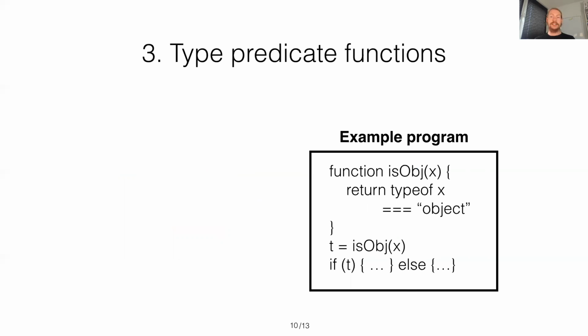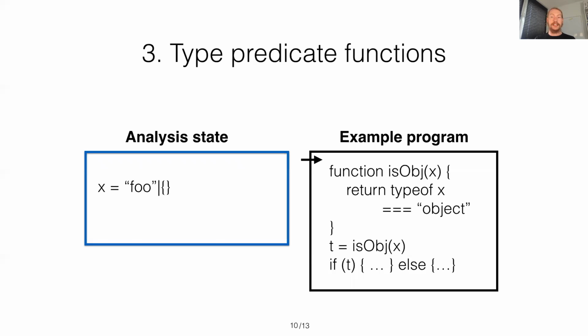The last challenge is type predicates. The example program on the right contains a type predicate function isObj, which returns true if the argument X is an object and false otherwise. The isObj function is called, and depending on the result of the call, either the true or false range of a conditional is visited. Let's consider an analysis state where the value of X is either the string foo or an object with no properties.